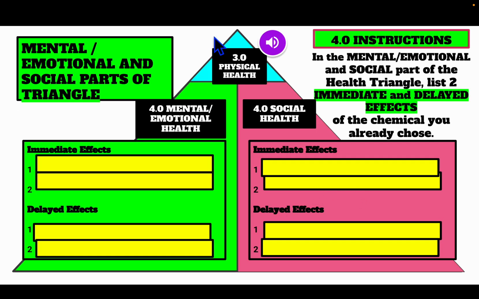And then on this part, we're talking about mental, emotional. Again, what are some things that would happen right away? What are some things that would be delayed, maybe 20 years from now? And then same with social health. You're going to use your imagination a lot on this slide.